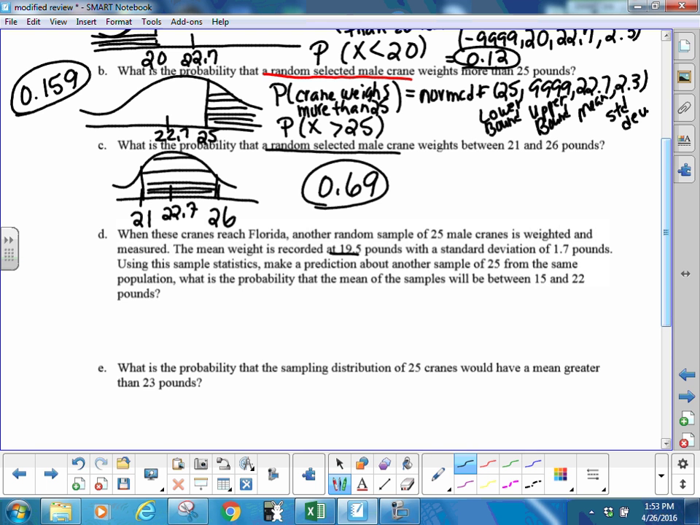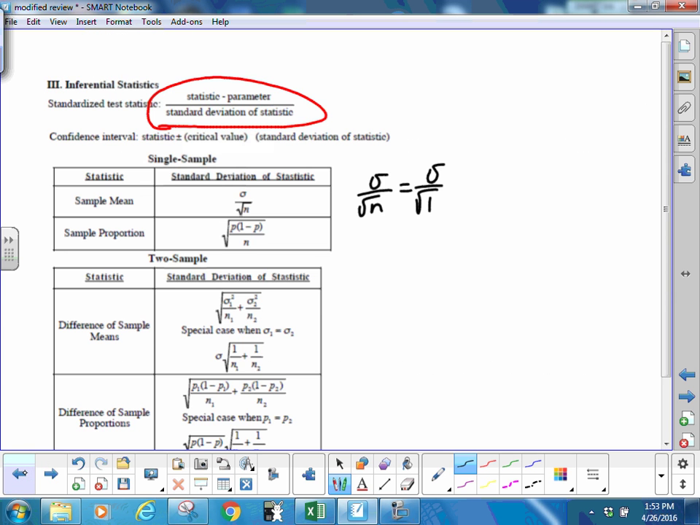Okay, mean is 19.5. I'm good with that. What do we find the standard deviation of? That's the question we've got to ask. Before it was the standard deviation of a crane. What do we find the standard deviation of now? Beautiful. We're finding the standard deviation for that mean of the samples, which was 25. So, if you go back to your formula, is our standard deviation going to change a little bit? Yeah, because we've got to divide through by the square root of the sample size.